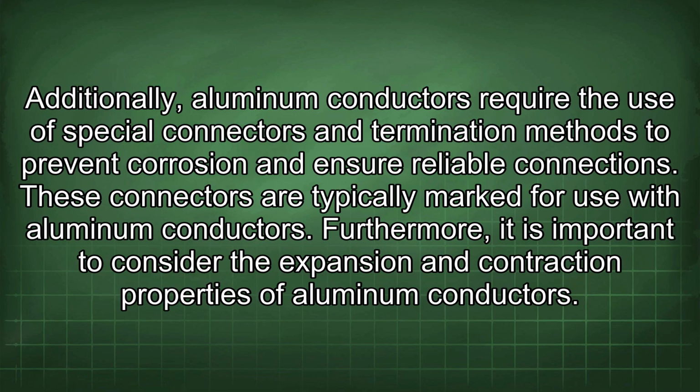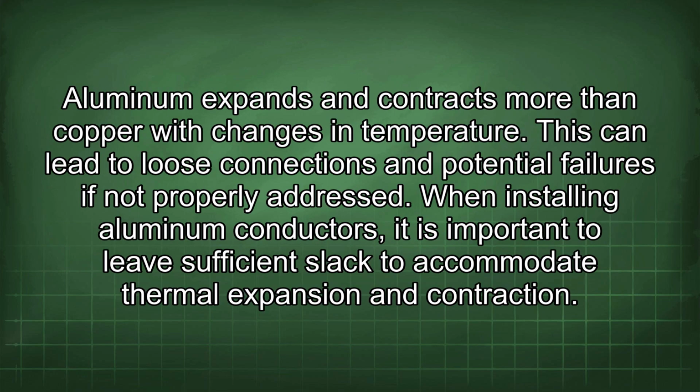Additionally, aluminum conductors require the use of special connectors and termination methods to prevent corrosion and ensure reliable connections. These connectors are typically marked for use with aluminum conductors. Furthermore, it is important to consider the expansion and contraction properties of aluminum conductors. Aluminum expands and contracts more than copper with changes in temperature. This can lead to loose connections and potential failures if not properly addressed. When installing aluminum conductors, it is important to leave sufficient slack to accommodate thermal expansion and contraction.